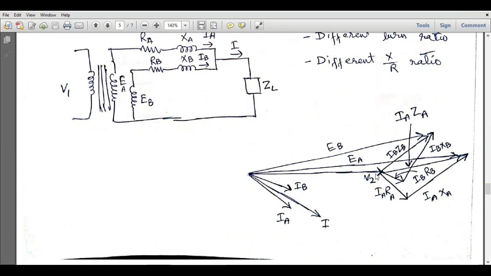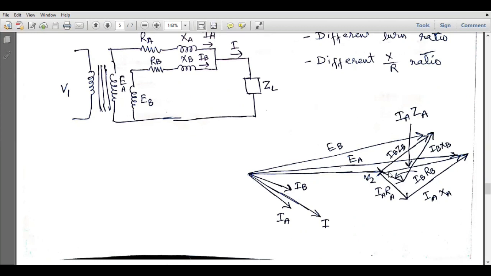This is our reference secondary voltage V2, this is IB, this is IA. Since the X over R ratios are different, IB and IA will be lying at different phases, and this is their vector sum, which is I. Now in parallel with IB we will have IBRB, and in parallel with IA we will have IARA. Since RA is a real number, IA and IARA will have the same phase, and this is true as well for IBRB. So this is IBRB.